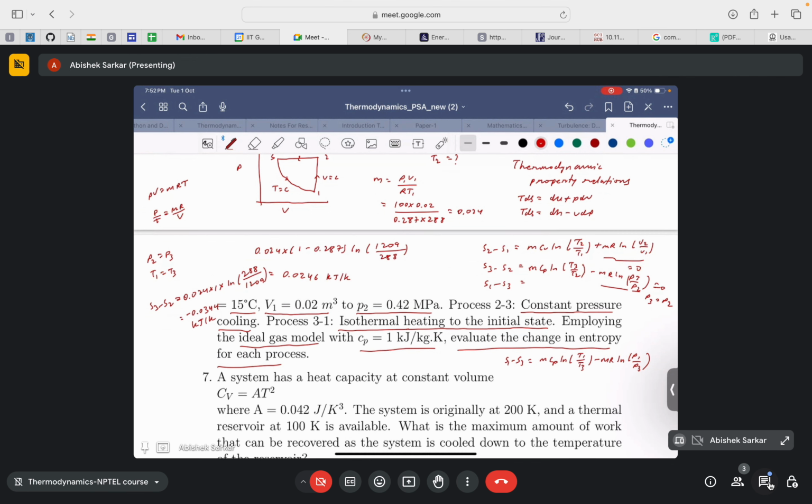We have this, because we do not know V3, but we know P3. How? Because process 2 to 3 is a constant pressure cooling, right? So P2 would be equal to P3, right? And since it is isothermal, the first term will go down, so we will be left with S1 minus S3 equal to minus mR ln P1 by P3. So P1 you already know, it is given. P3 is equal to P2. P2 is also known, so you can substitute the values and tell me the answer.